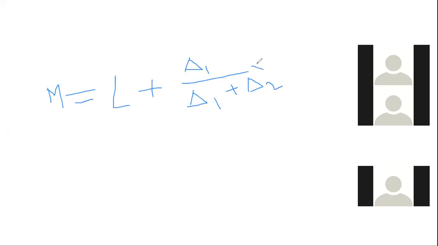See here, mode is equal to, the formula you can remember, L plus delta 1 by delta 1 plus delta 2 into I or C. Anything you can put, I or C. So here, what is L here? We need to find out L.